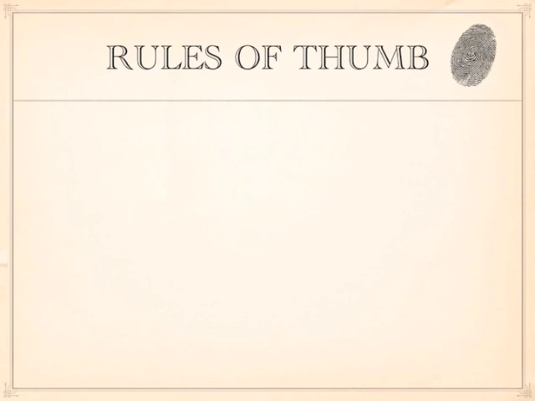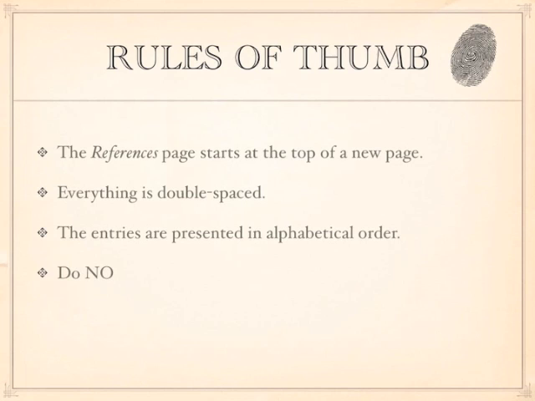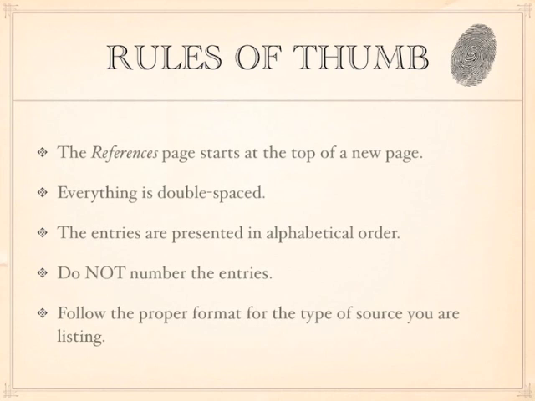So let's go over the basic rules of thumb here. Your references page starts at the top of a new page, not at the bottom where you last left off with your conclusion. Always start it at the top of a new page. Everything is double-spaced. The entries are always presented in alphabetical order, and we do not number the entries. And we follow the proper format for the type of source you're using. So that's the basic information you need to create a proper references page for your APA academic research paper.